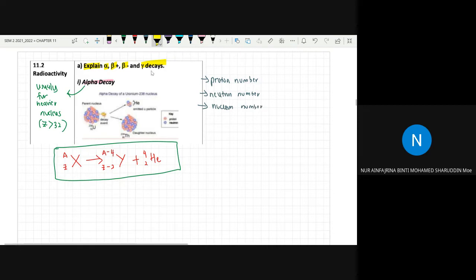Okay, everyone look here. Look at the proton number Z. Proton number decreases by how much? Okay, decrease by 2. Alright, and then the neutron number decreases by how much? Nucleon number decreases by how much? 4. So, nucleon number will decrease by 4. Neutron number will decrease by 2. Okay, so you need to know, this is the parent nucleus. Before it decays by alpha decay, it is the parent. But after it decays, it will become the daughter nucleus.